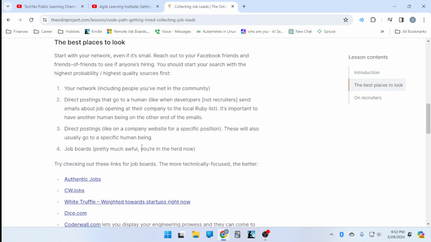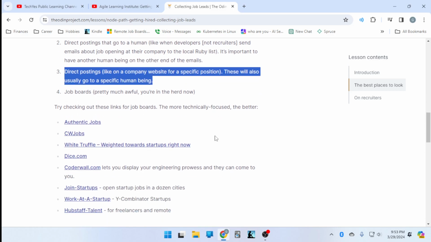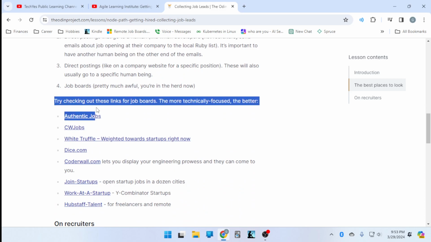And it's not only that you're in the herd, it's that the job isn't real. It's like somebody's trying to cash in to get a commission, but the lead they have for getting that commission is not a valid lead, and they're just kind of seeing it through anyway, maybe part of desperation or whatever reason. So try checking out these links for job boards.